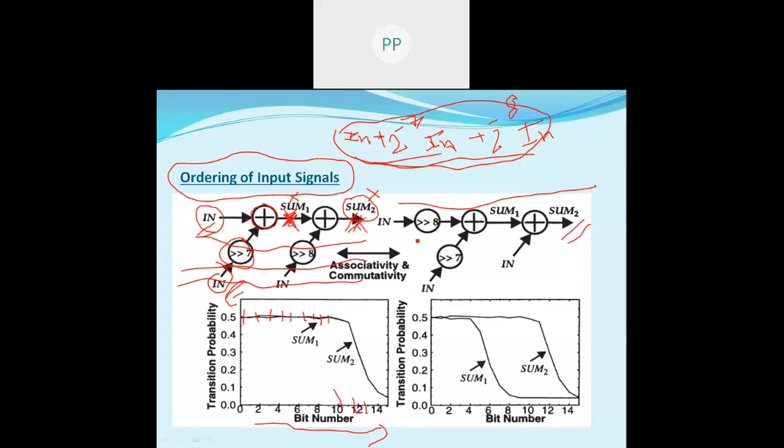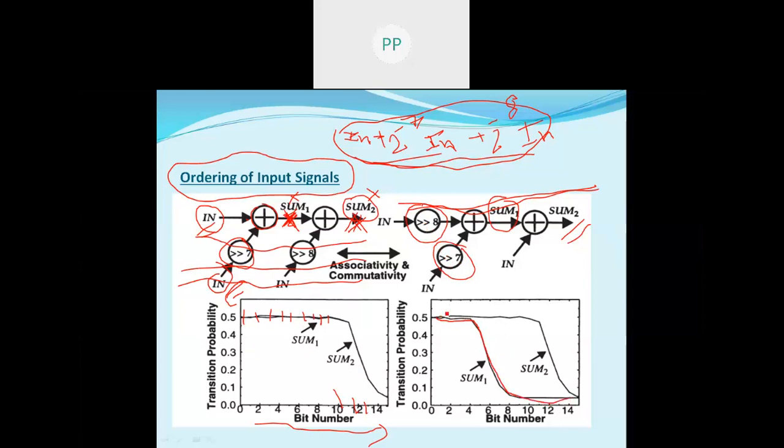But if you go to the second implementation and look at sum 1, since the two smaller numbers are getting added, the probability is that the switching activity will be less. You can see that at the output of sum 1, the switching activity is very, very less compared to the previous case.